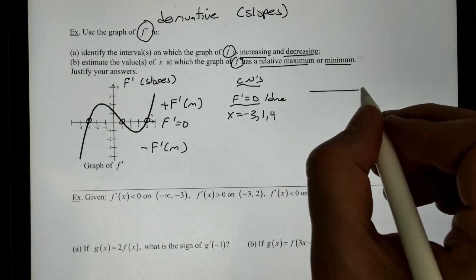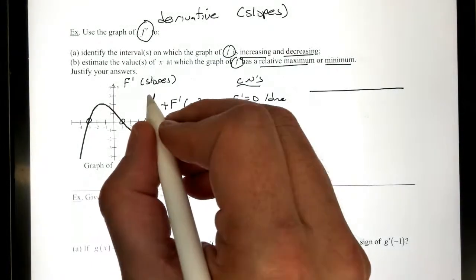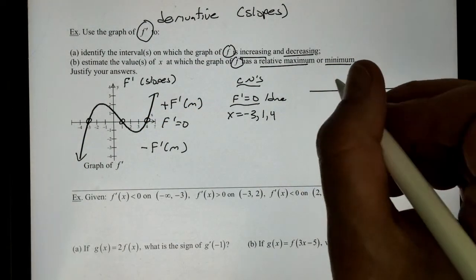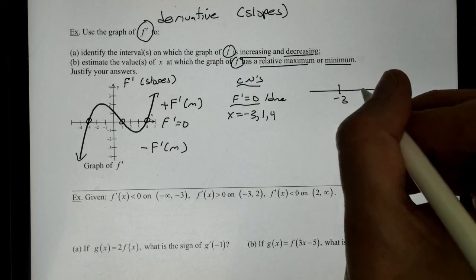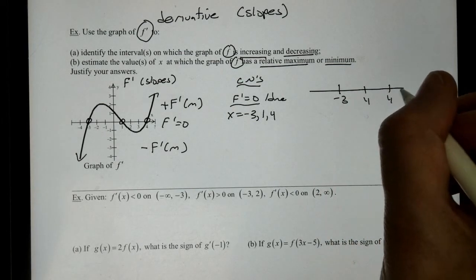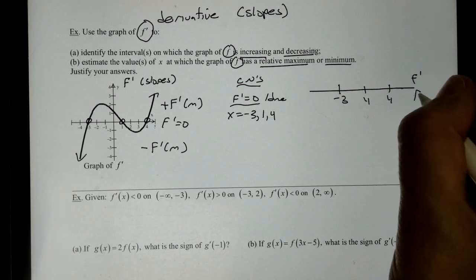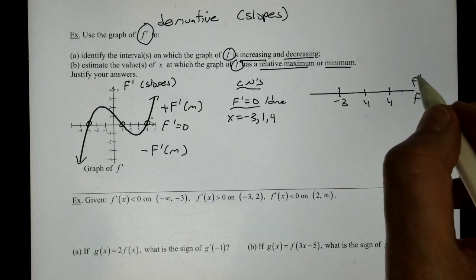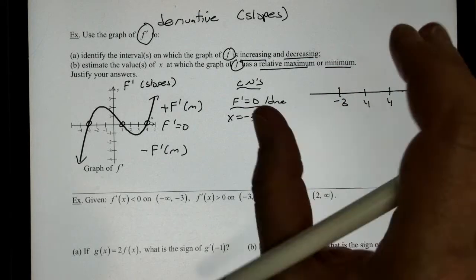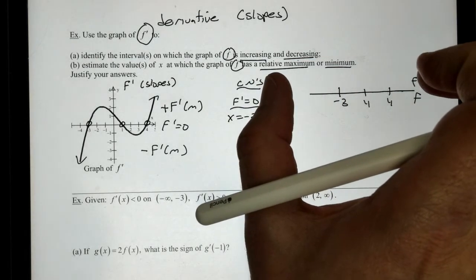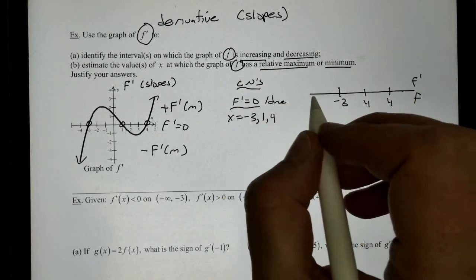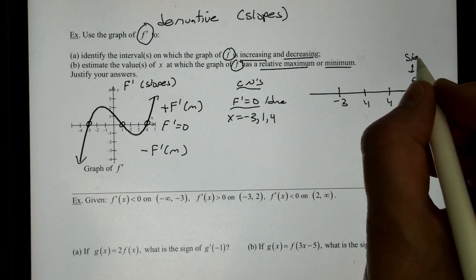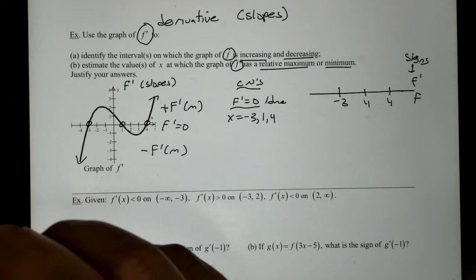Doing the sign chart, just like we did before, I'm going to assume that there's arrows here. Doing our sign chart, negative 3, 1, and 4, and we want to know about our sign. We want to know how our derivative is affecting our function. And that's really what the sign chart does for us. How does the derivative affect my function? Now be very careful. We're only wanting the signs. Is this positive or negative?